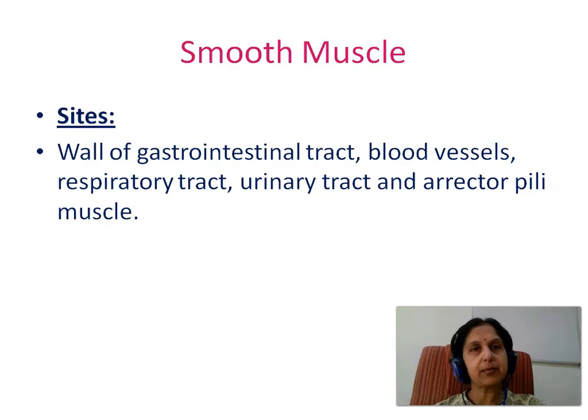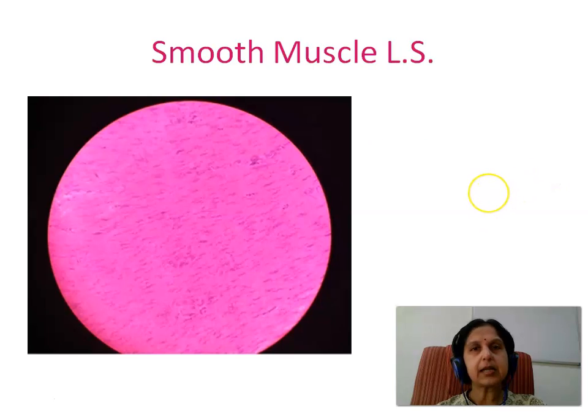Sites where we see smooth muscle in the body: wall of gastrointestinal tract, wall of blood vessels, wall of respiratory tract, urinary tract and the erector pili muscle. This here is a low power view showing us the smooth muscle fibers. We can see that there is hardly any space between adjacent myocytes, so there is close packing of the muscle cells, and we can see an elongated nucleus in the myocyte.